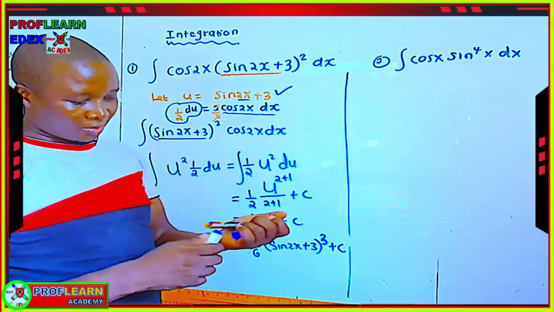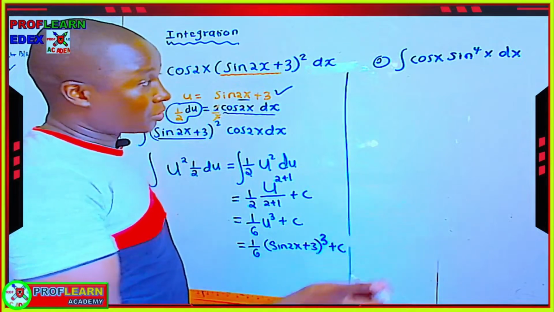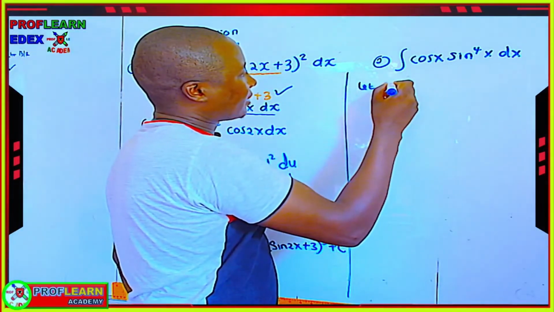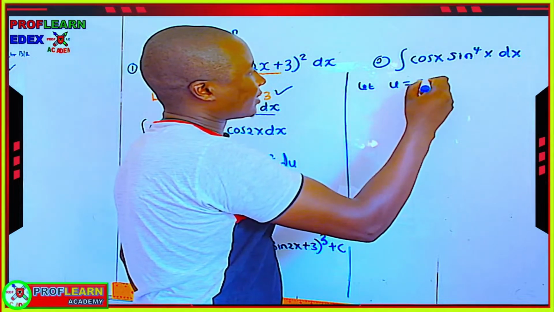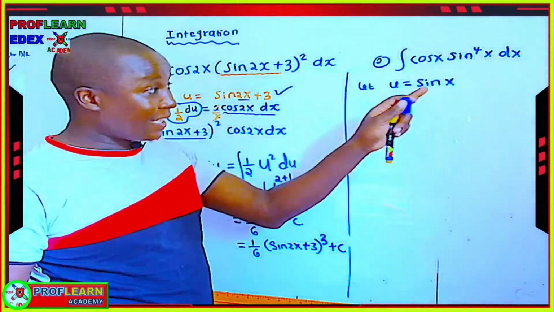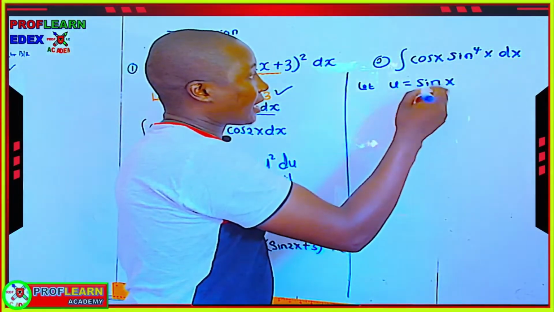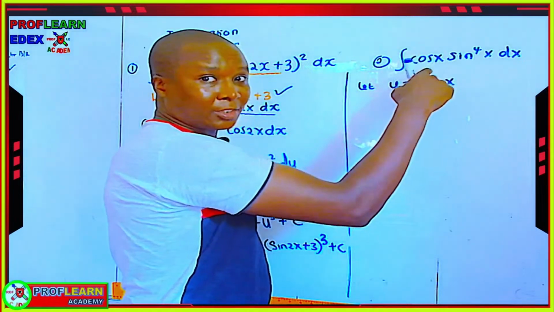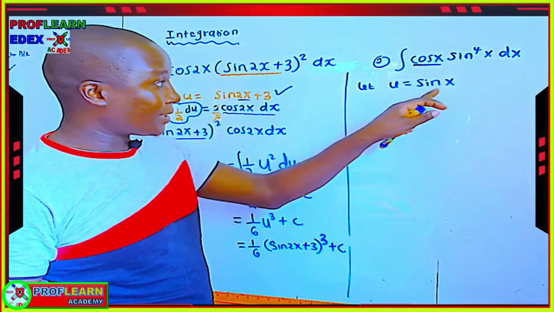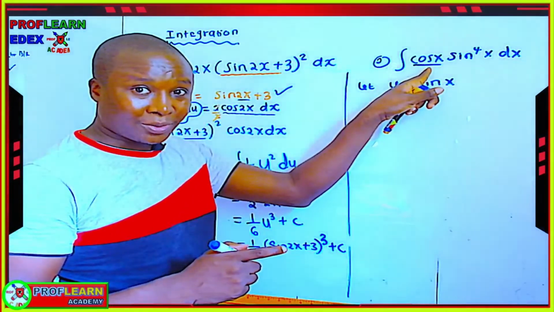Okay, we have this one here, and for this one we are going to use substitution, because if I let u be equal to sine x, what am I going to have? If I differentiate, I'll have the cos which is here. So that's the objective. I let u be sine x so that if I differentiate it, it's going to give me this cos that we have here.